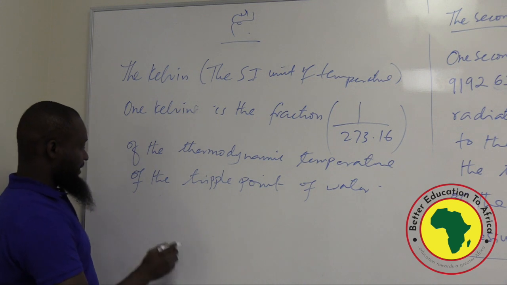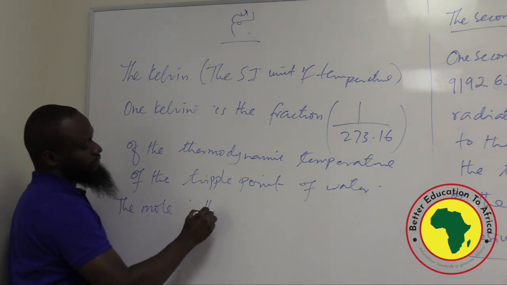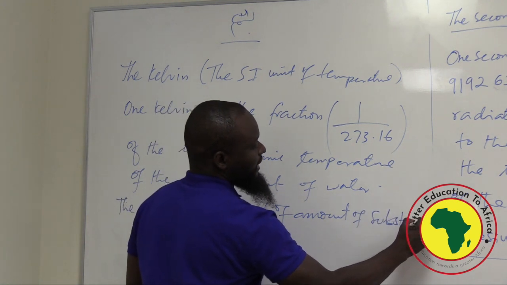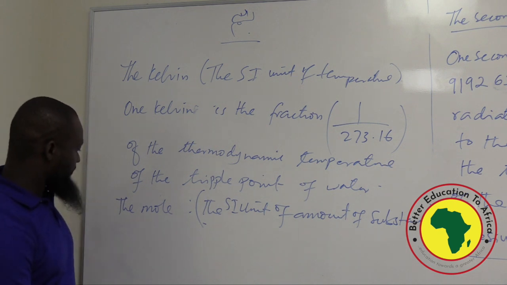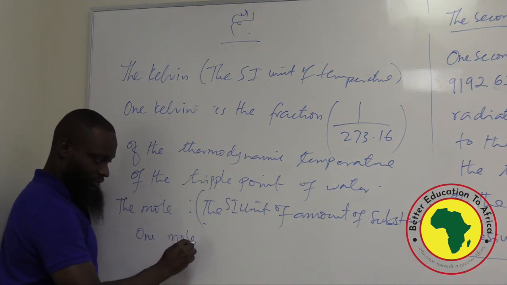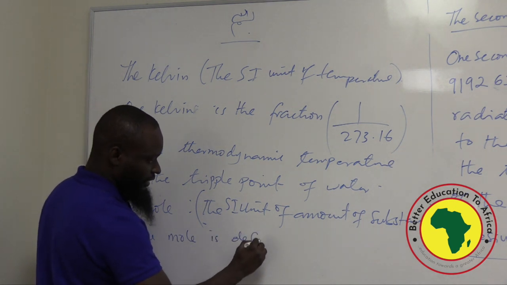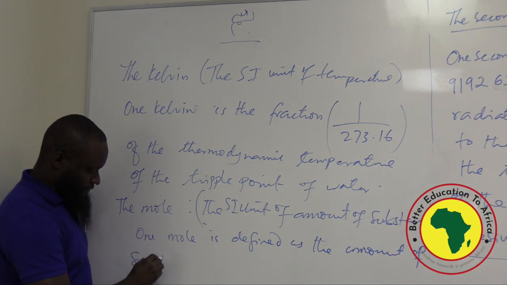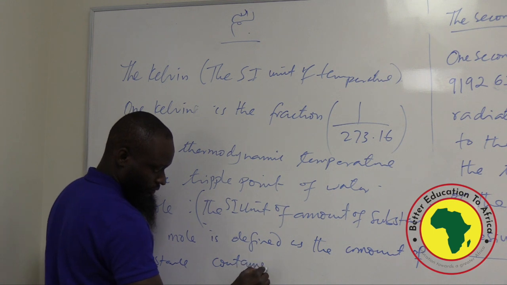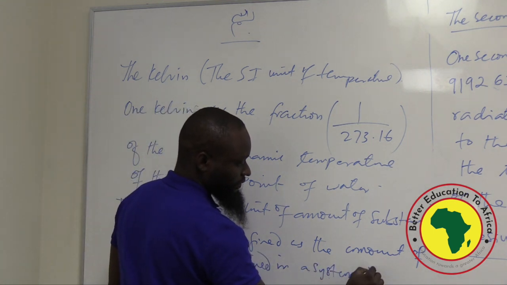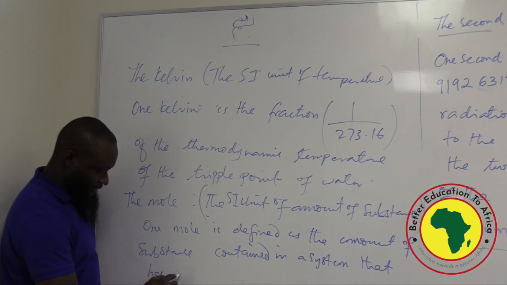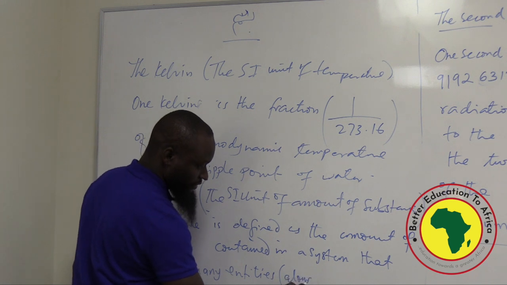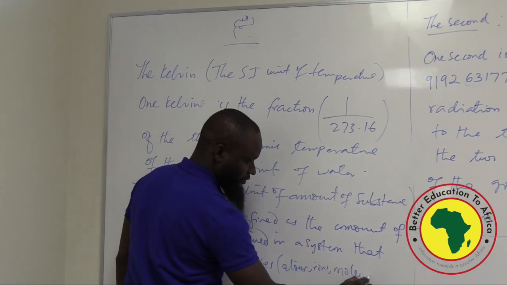Okay? Then the unit, the mole, the unit of amount of substance. We'll call it the SI unit of the amount of substance. One mole is defined as the amount of substance contained in a system that has as many entities. By entities we mean atoms, ions, molecules, etc.